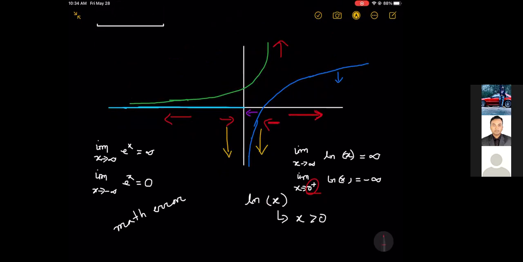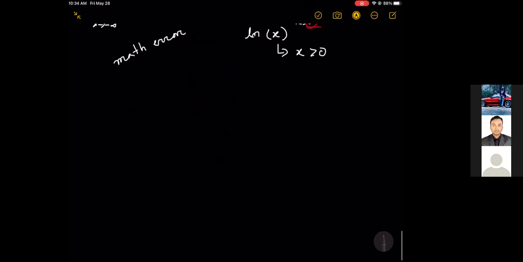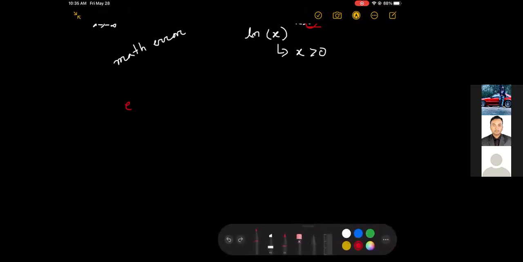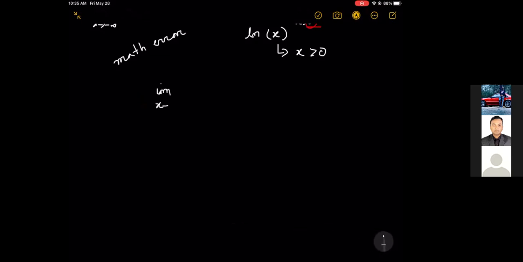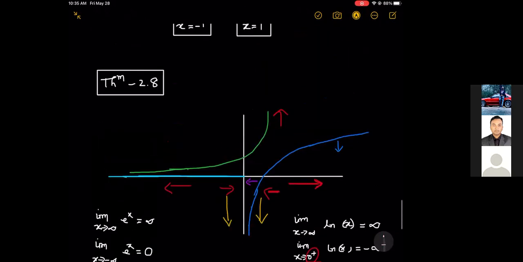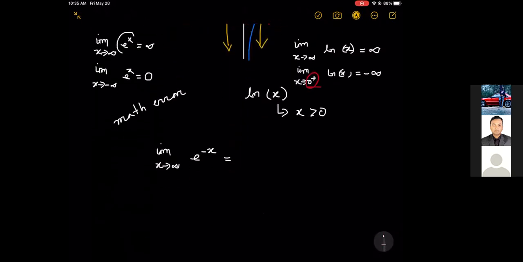Okay. And similarly, for e to the negative x, you can also remember this for future references. Let me use white color. Again, if you have problems with any of this color, please let me know, okay? We know that for e to the x, it approaches infinity when x tends to infinity.